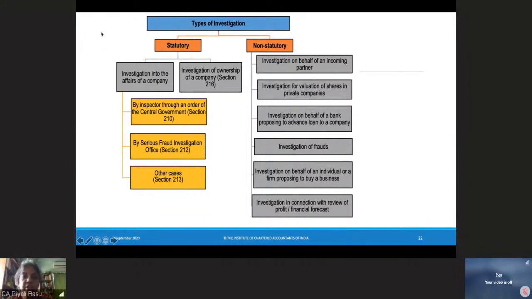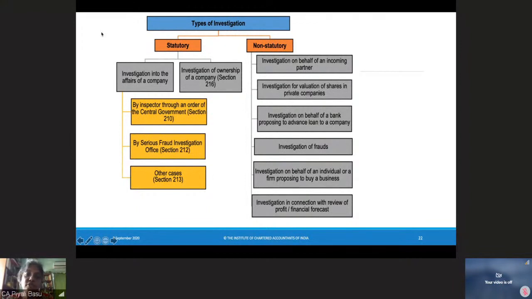So section 210 talks about an order from the central government. I have detailed slides on that, and I would like to touch upon it. So it is the order from the central government under section 210, and in case of 212 it is by the Serious Fraud Investigation Office.